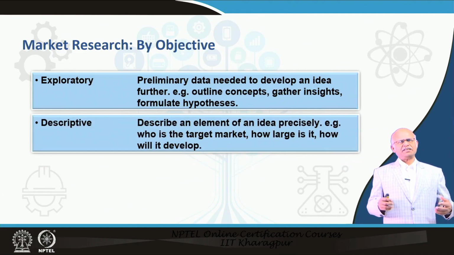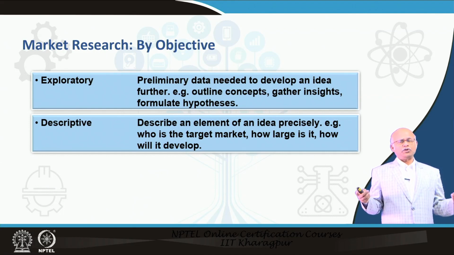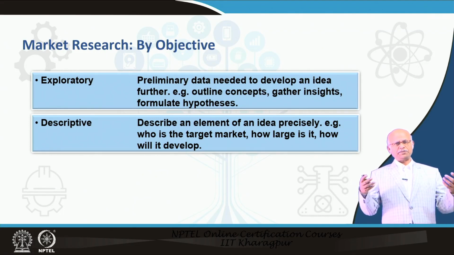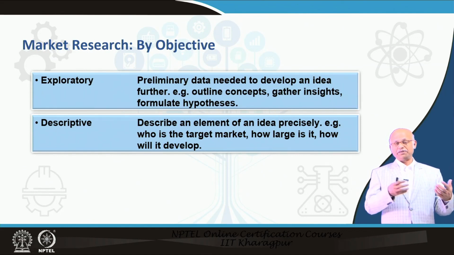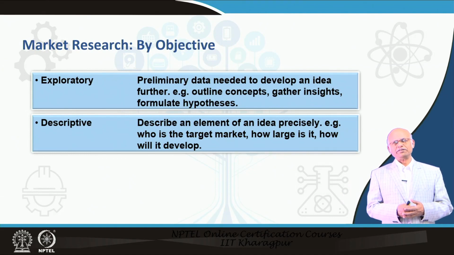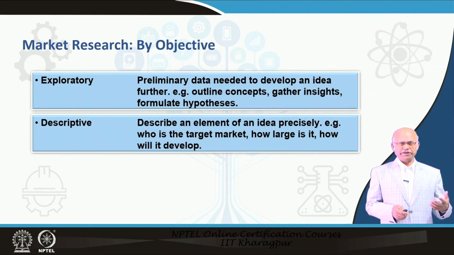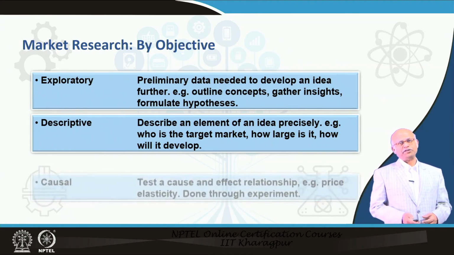Descriptive research describes an element of an idea precisely. Say we talked about 10 carat gold. It shines almost as well as 22 carat, but the life or longevity of the jewelry may be a question. So, you try to describe this element of the idea precisely and then get information. For example, with the target market, how large it is, how it will develop, the market size per se. So, you describe the market, or you describe a customer at the micro level, either of the two.